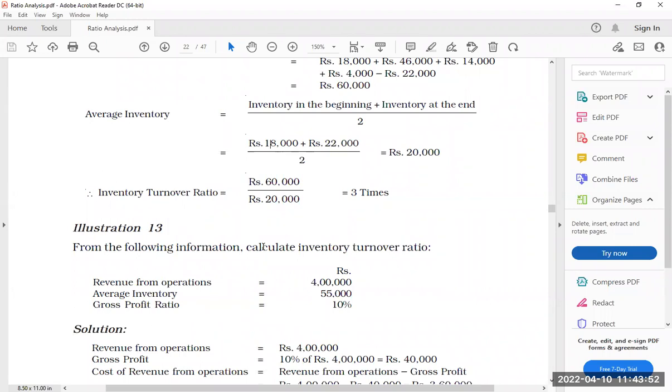Among those companies in the same industry, which company is able to convert its stock quickly? All the companies may be having less than 2. Within 1 to 2 there are so many numbers: 1.1, 1.2, 1.3. Suppose your company has an inventory turnover ratio of 1.7 times and another company has 1.5 times. Definitely the lead time is more. You are not able to convert your stock into turnover quickly, because demand is only for a limited number of months. So among your competitors, how quickly are you able to convert?